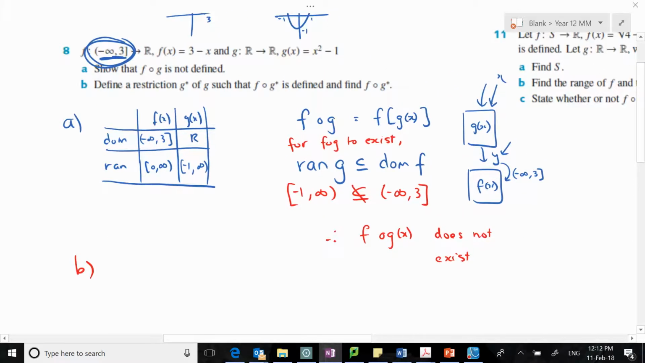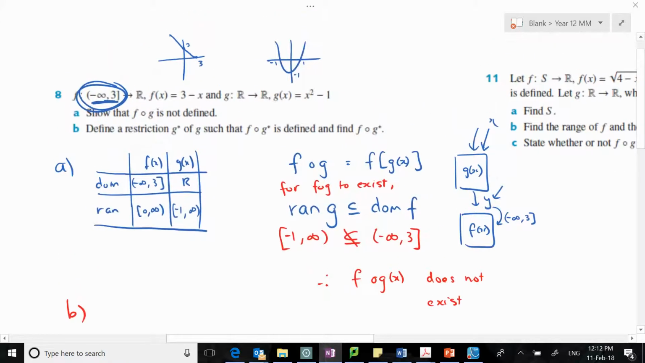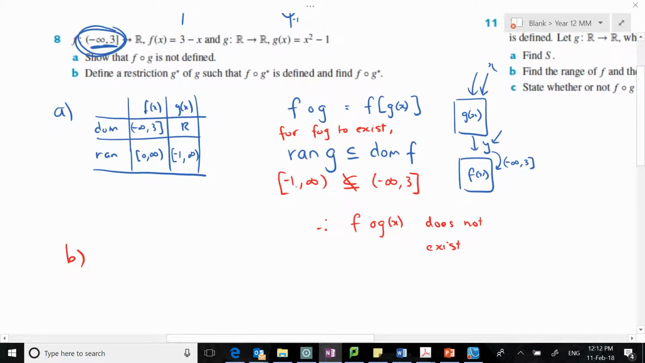Okay, so let's see. What's the next one? Oh, define a restriction. Okay, so obviously it doesn't work. Now you gotta restrict it so that it works. Okay, so what are you restricting? Your aim is that you want the range of G to fit the domain of F. That's what you want. Okay, so at bare minimum, you just gotta cap the upper limit here.